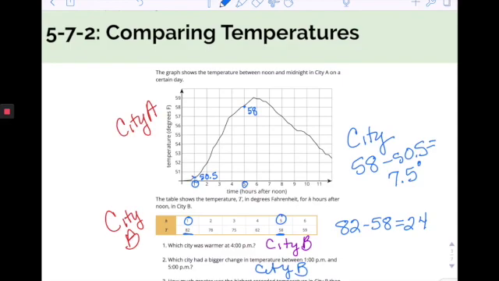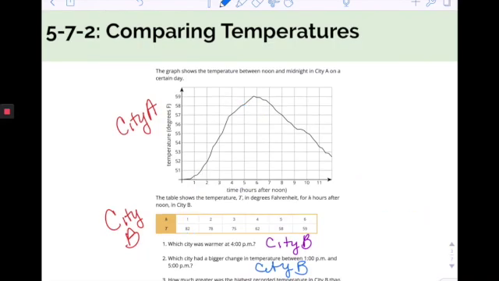How much greater was the highest recorded temperature in city B than the highest recorded temperature in city A during this time? Well, the highest is going to be right here and right here. So it's 82 from city B minus 59 from city A, which is 23 degrees.